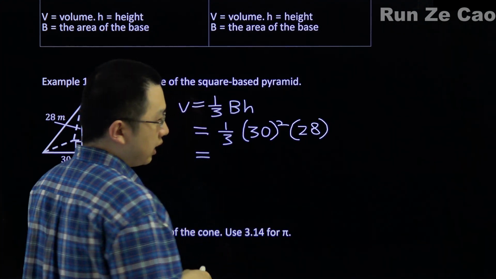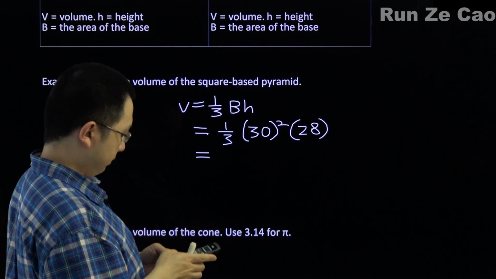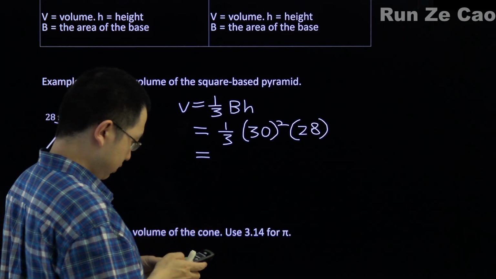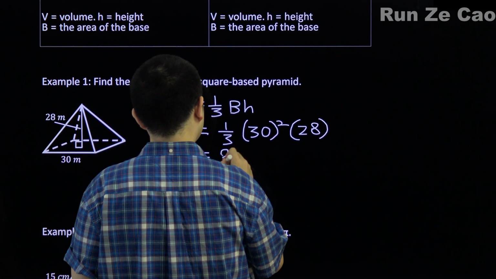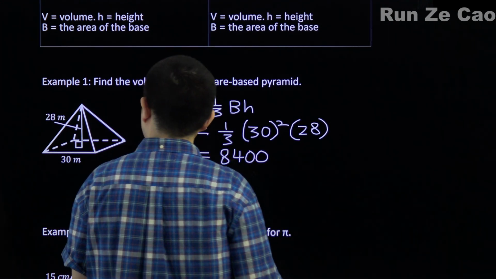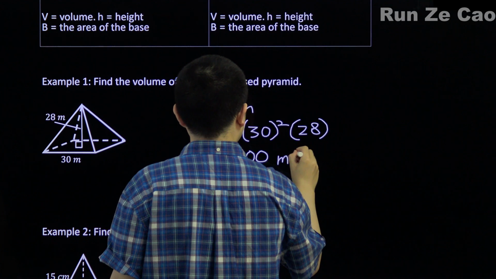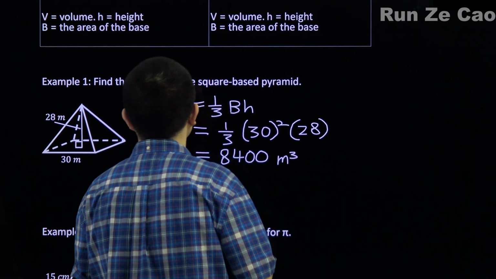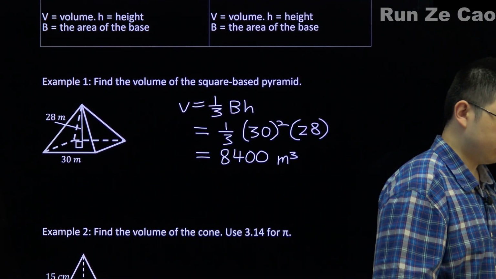So in other words, we end up with 300 times 28. So 8400. And that's meters cubed. That's the volume.